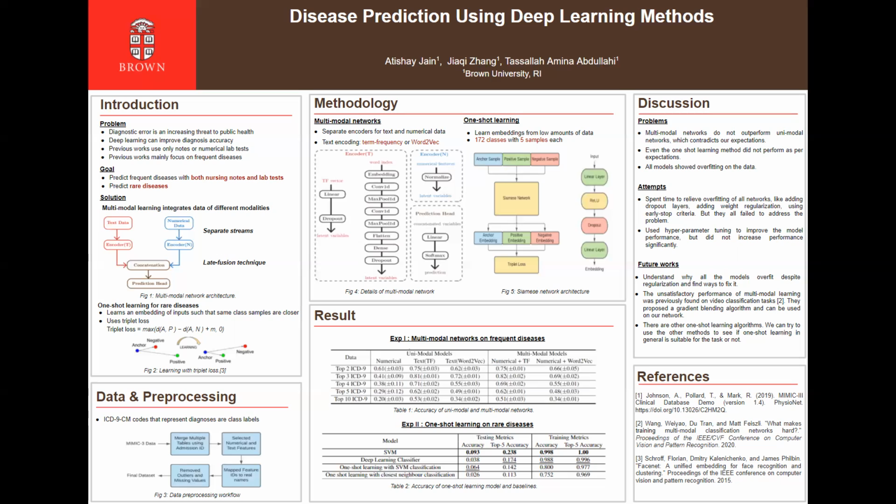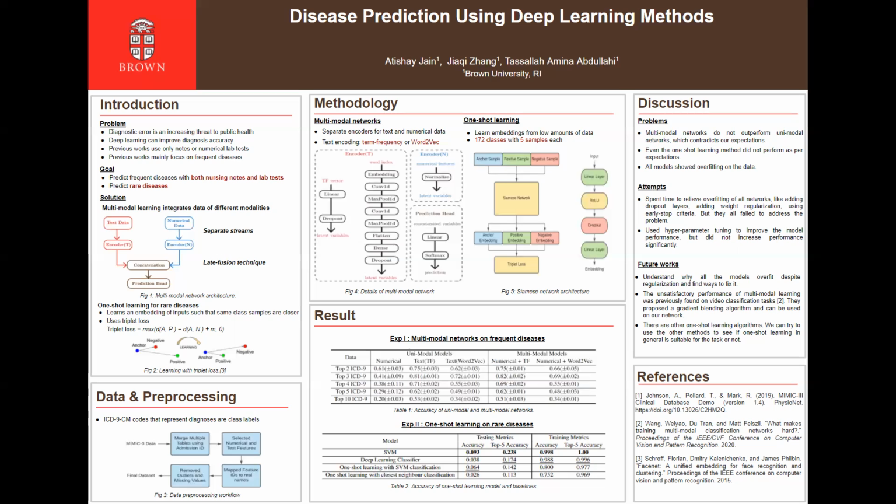So one of the aims of our project was to predict rare diseases which have very few samples in the dataset, like for example, the MIMIC dataset. So we thought that one-shot learning would be a good fit for that task. The task consists of 172 different diagnoses with only 5 samples each. And the network we are planning to use is called a Siamese network, which is a specific type of one-shot learning.